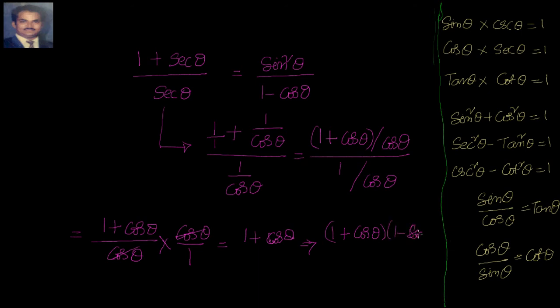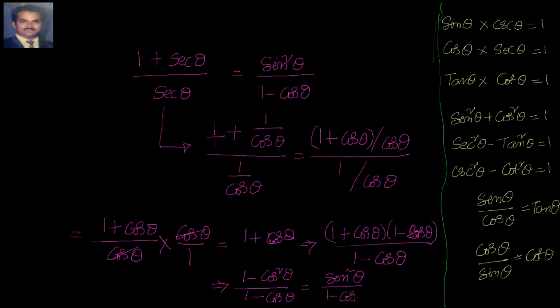So this is 1 minus cos theta. Multiply here also with 1 minus cos theta. This is nothing but 1 plus cos theta into 1 minus cos theta, which is equal to 1 minus cos square theta by 1 minus cos theta. But you know that cos square theta plus sin square theta is 1. So I can write 1 minus cos square theta as nothing but sin square theta, by 1 minus cos theta. That is nothing but our right hand side, whatever is needed.